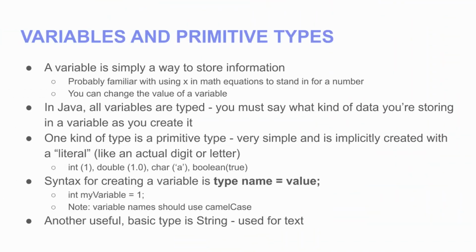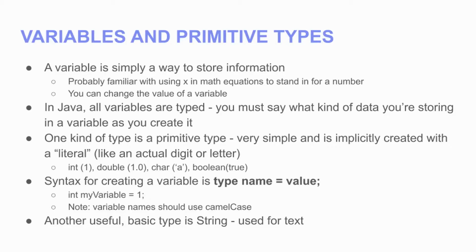In Java, all variables are strictly typed. This means you must say what kind of data you're storing in a variable as it's being created, and you can't put something else in the variable. One kind of data type is a primitive type. This is very simple and is implicitly created with a literal, like an actual digit you type in, or a letter. Some examples here are an integer, something like the number 1. These are whole numbers, positive, negative, doesn't matter.